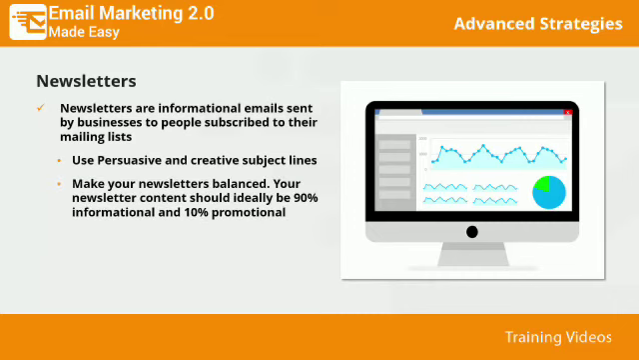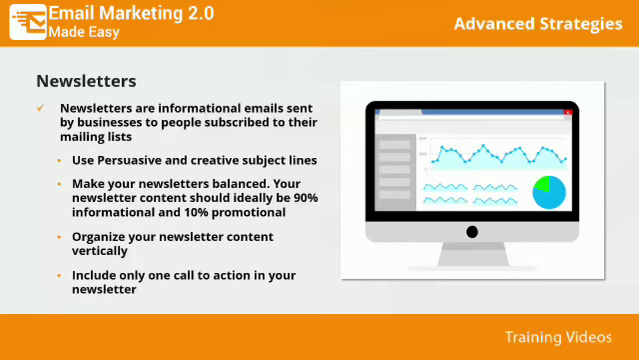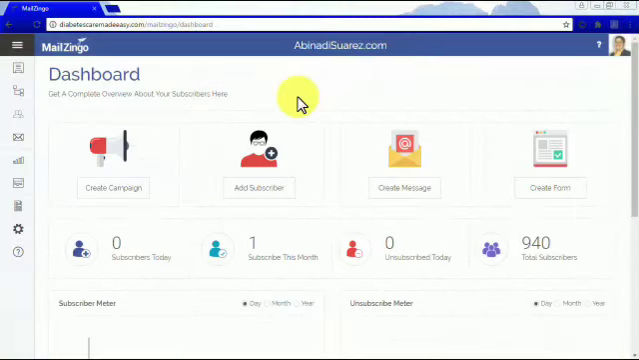Make your newsletters balanced. Your newsletter content should ideally be 90% informational and 10% promotional. Organize your newsletter content vertically. Include only one call to action in your newsletter. Using a self-hosted email marketing service to create a newsletter.